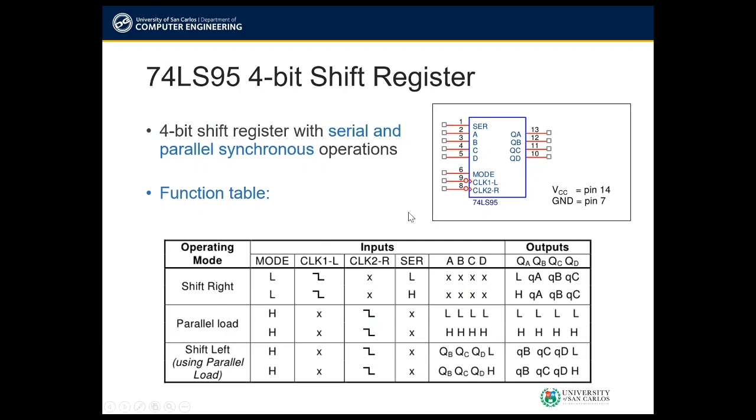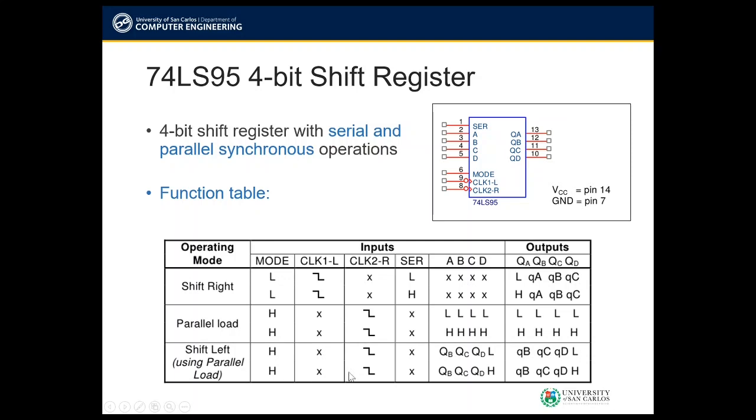So we have here the 74LS95 IC, which is a 4-bit shift register. So this is with serial and parallel synchronous operations. So this is the pinout of our 74LS95 IC. And take note that this might have a different naming configuration with the one we're going to use in Proteus.